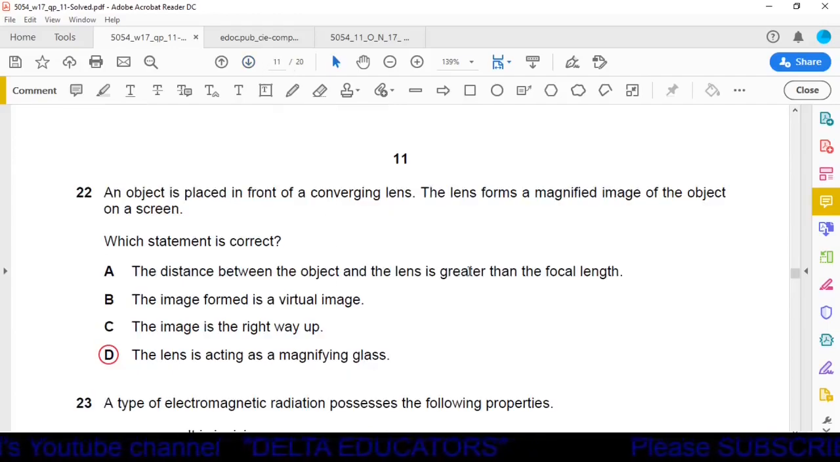Question number 22. An object is placed in front of a converging lens. The lens forms a magnified image of the object on a screen. Which statement is correct? Option A, the distance between the object and the lens is greater than the focal length. Option B, the image formed is a virtual image. Option C, the image is the right way up. Option D, the lens is acting as a magnifying glass. Here the main thing is the lens forms a magnified image of the object on a screen.